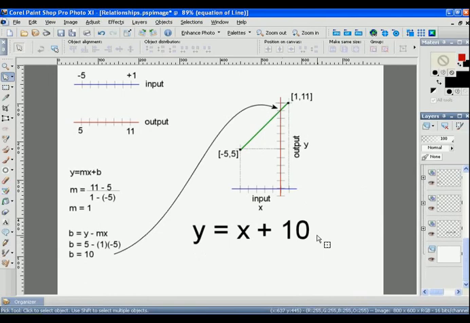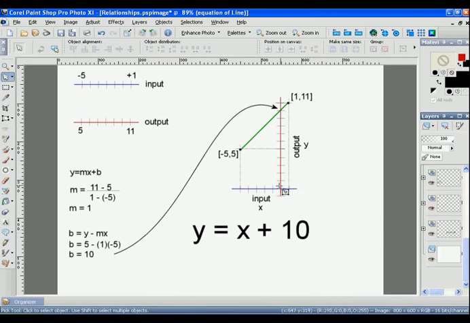That tells us for any value of x, all we need to do is add 10 to it, and that's our value for y. So we can see here, for a value of minus 5, we add 10 to it, and we get plus 5. For the value of 1 for x, we just add 10 to it, and we get 11. If we take any other value, for instance, let's say minus 2, plug it into here, we get 8.